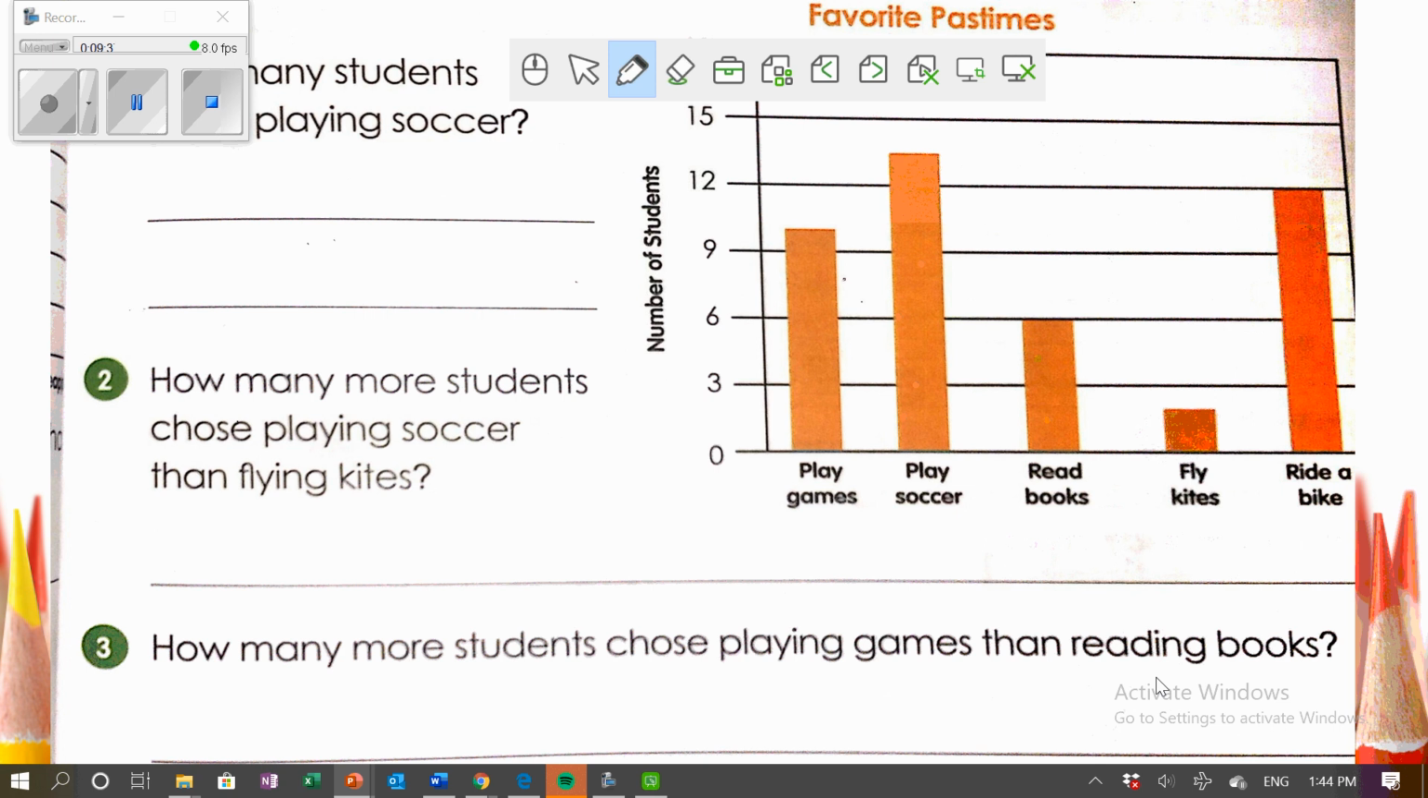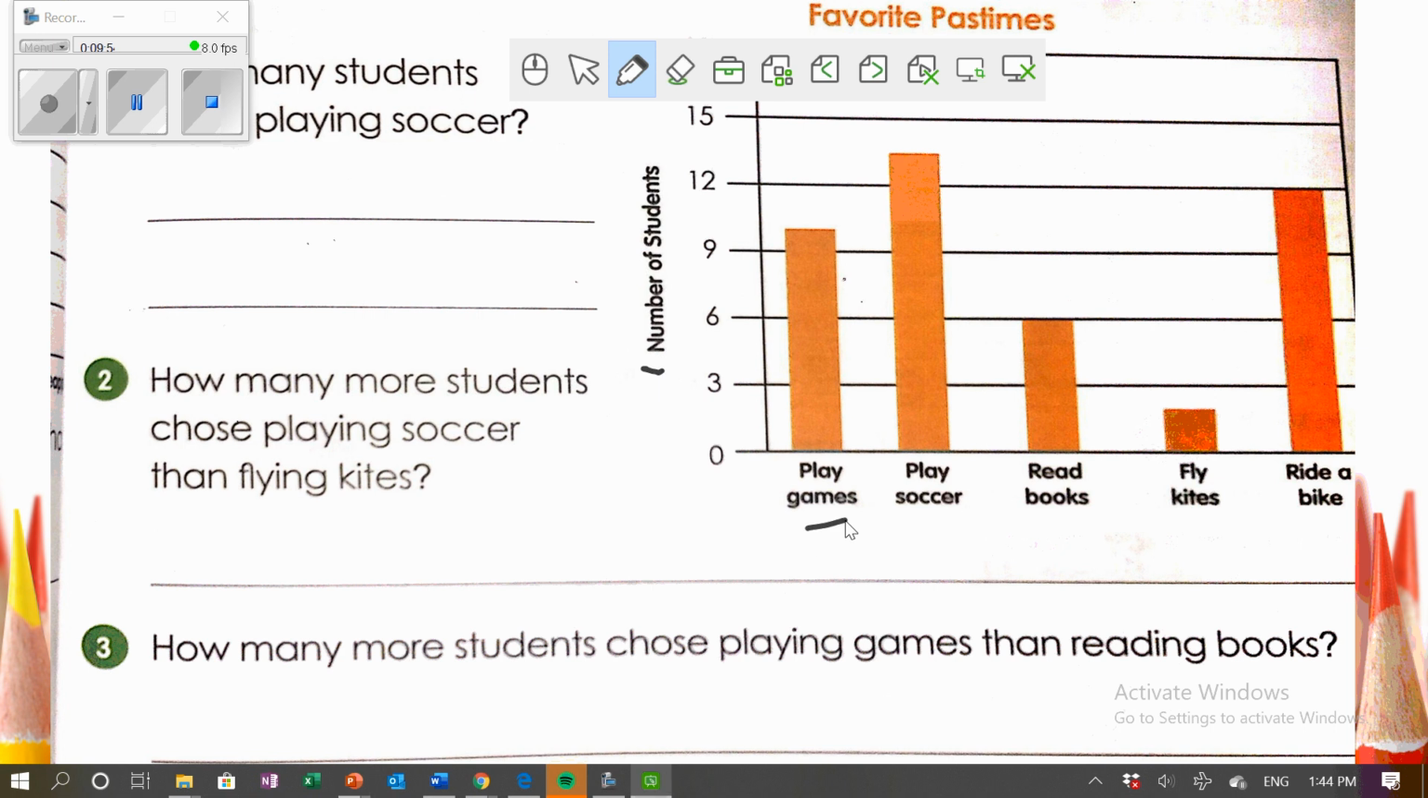Here they said, use the favorite pastime pictograph to answer the question. I have here the number of students. Here I have a pictograph.